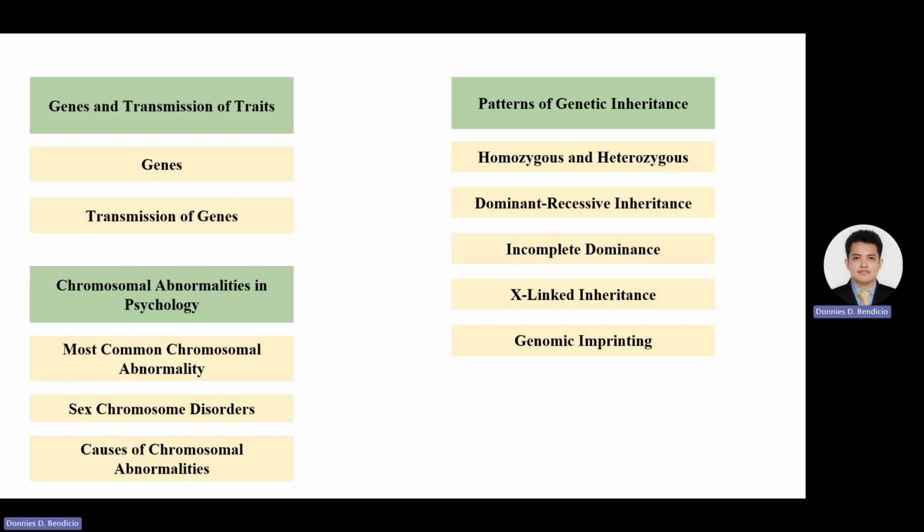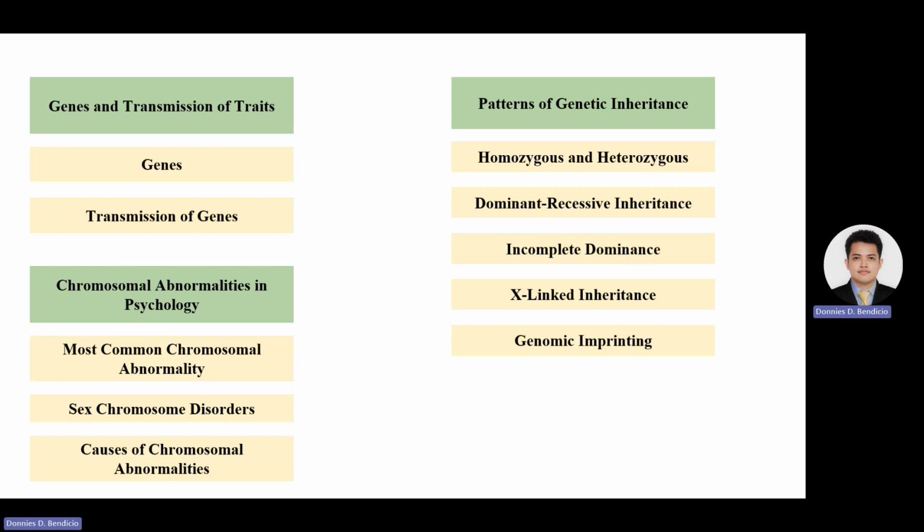Next is a continuation of patterns of genetic inheritance, the X-linked inheritance. So consider a family with a history of a specific condition like color blindness, which is an X-linked recessive disorder. If a mother carries one normal X allele and one X-linked allele for color blindness, she is a carrier but does not experience the condition herself.